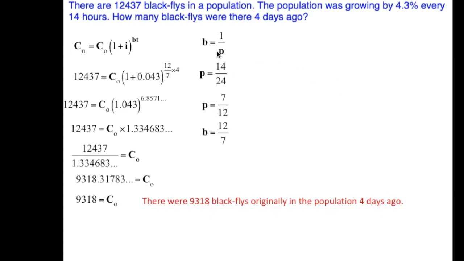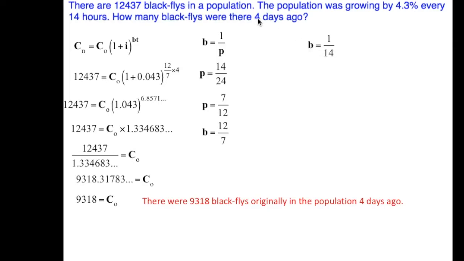The other way we could have done this with the b and the p and everything, I've said that 14 hours is 14/24ths of a day. So each hour is a 24th of a day. I have 14/24ths of a day, which is 7/12ths of a day. I've converted everything into days, but I could have done it in hours. If my p is 14 hours, so b is 1 over 14.